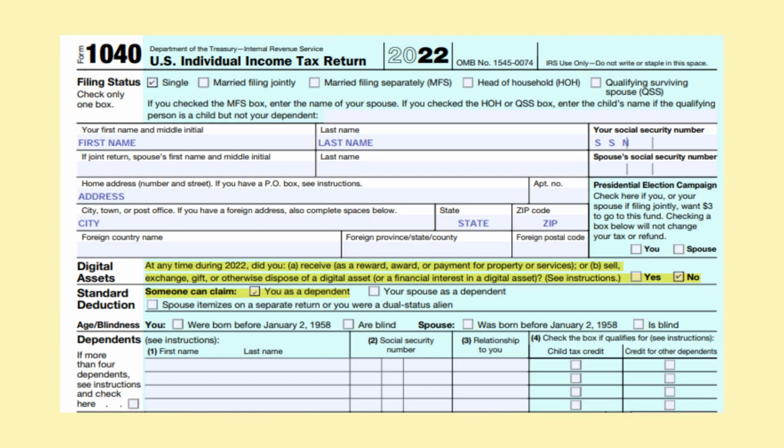At the top of the form, check the box under the filing status section that you are single. Put your name, address, and social security number on the form. Make sure you answer the question regarding digital assets, and under the standard deductions section, check the box that someone can claim you as a dependent.